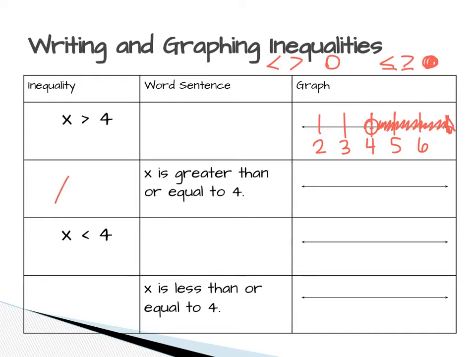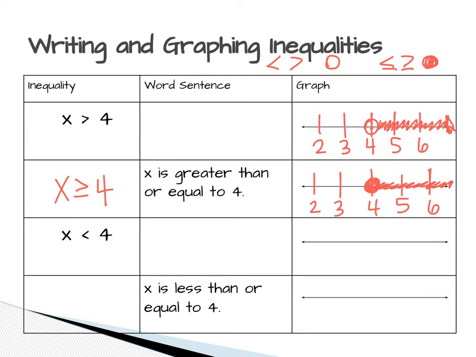X is greater than or equal to 4, that's going to be the greater than symbol with a line under it. You're going to make the same number line, except this time you're going to have a closed circle on 4. You're still going to shade everything that is greater than 4 because that's what your inequality said.